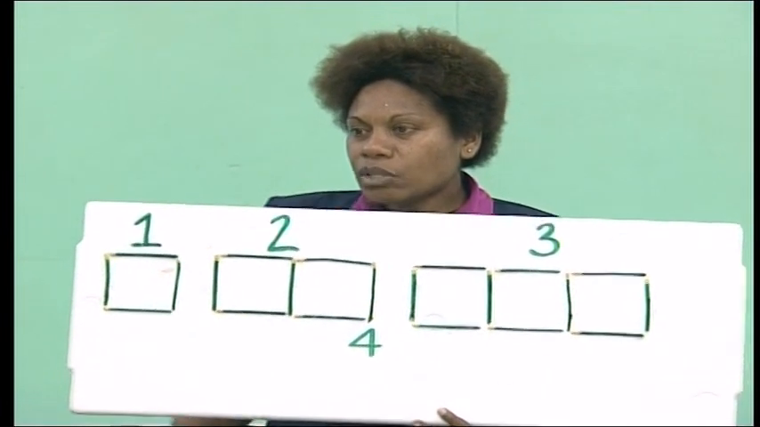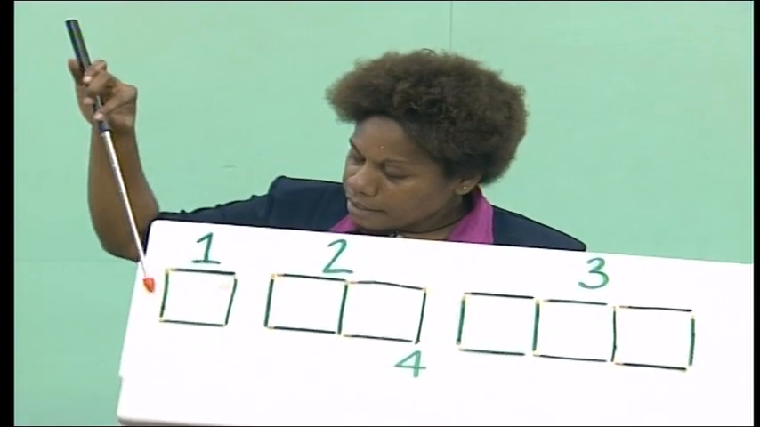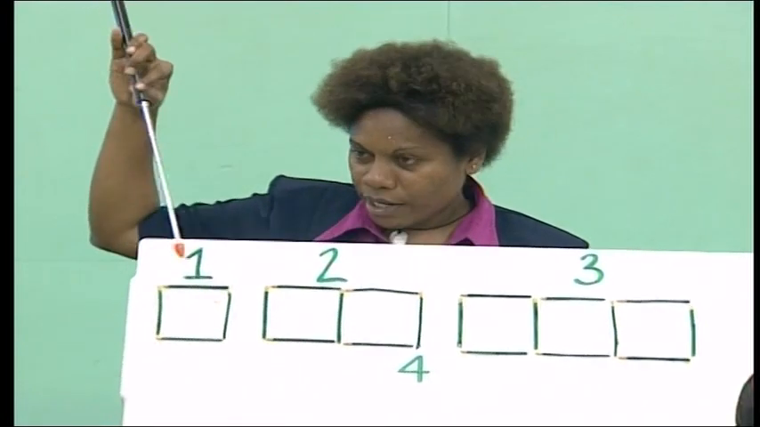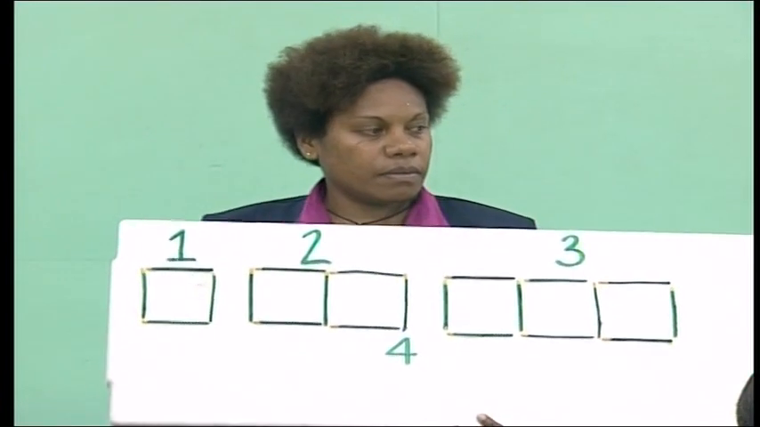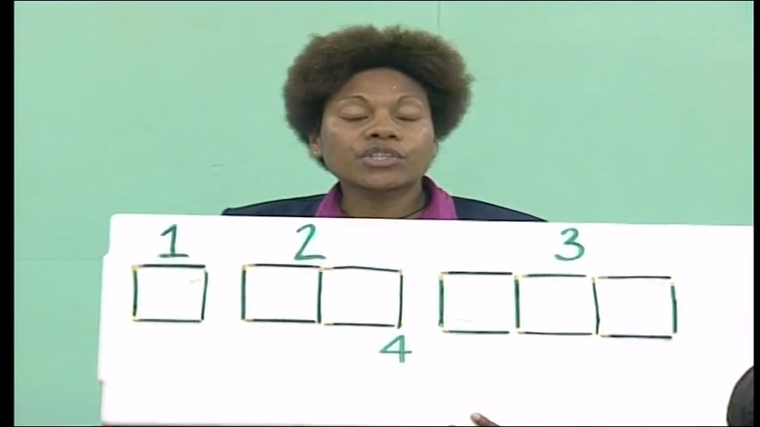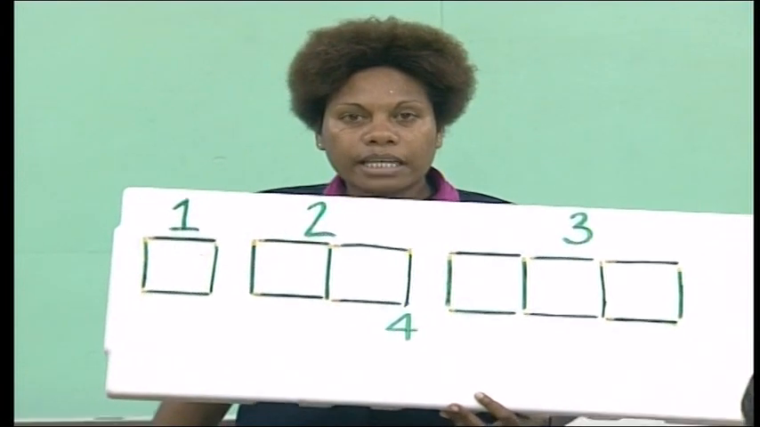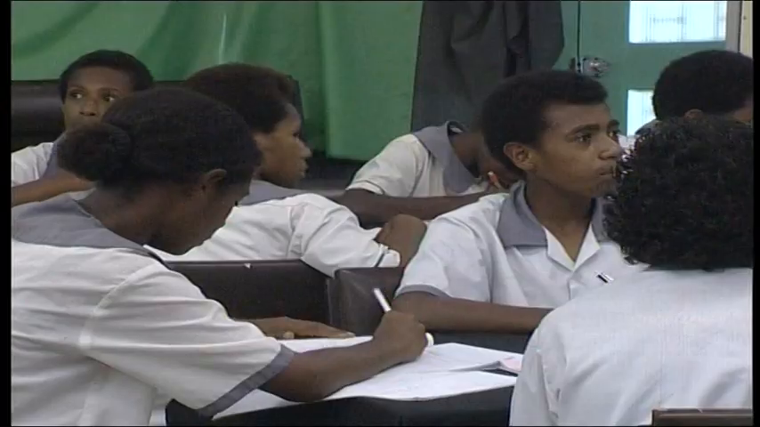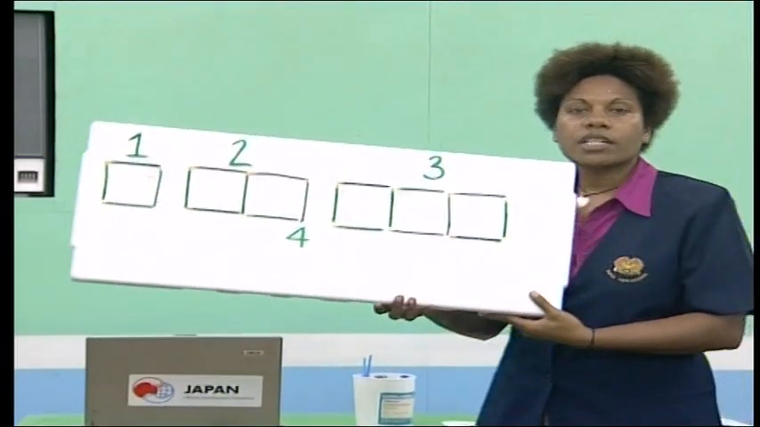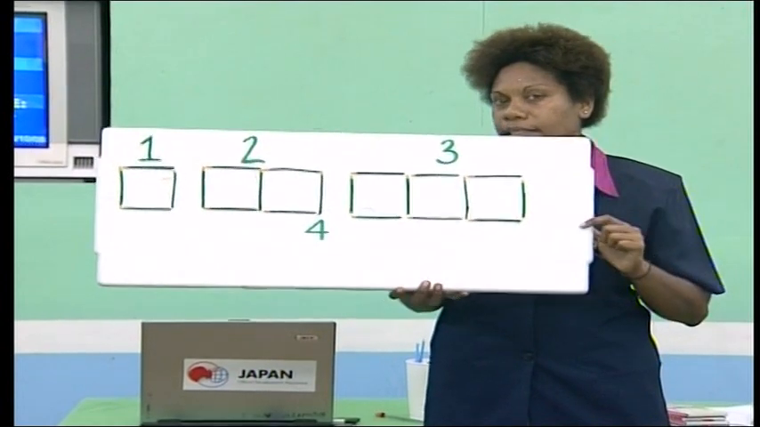Now, as you can see, we've used sticks to form the squares, right? So how many sticks form one square? Four. Okay, four sticks. And so now, who can tell us the rule? Receiving students, tell your teacher, what is the rule for this pattern here?